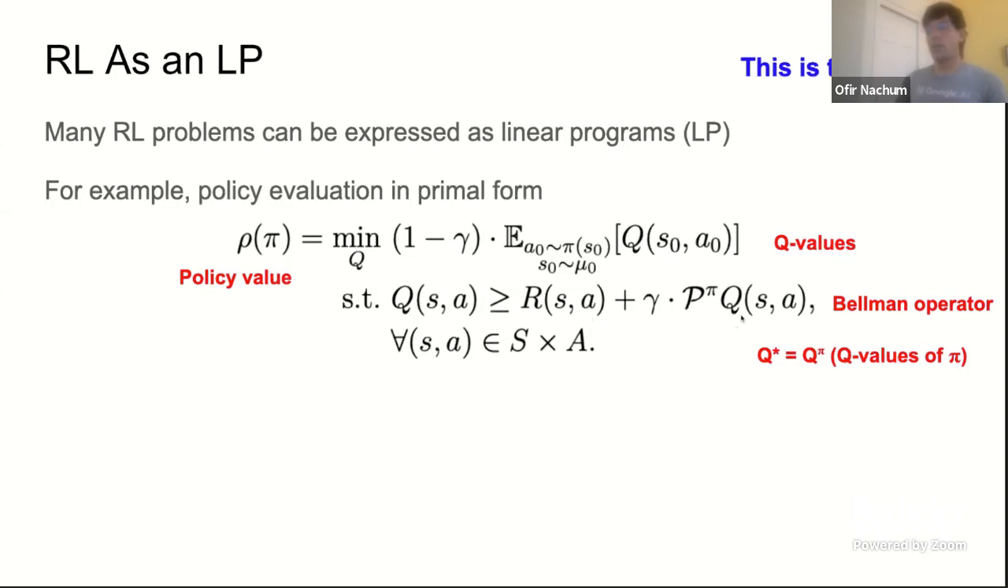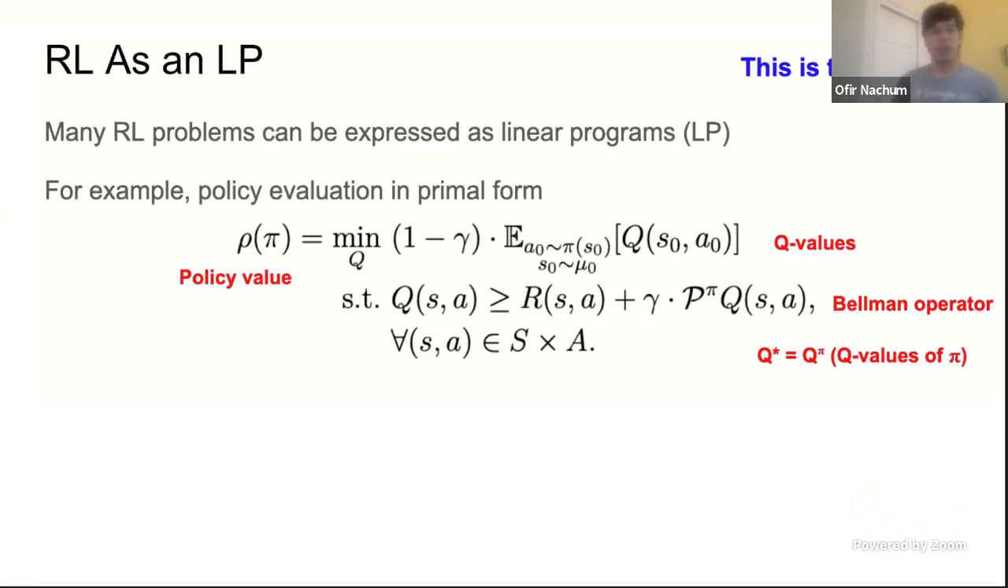So we've got all these inequalities, and this objective, which is a minimum, pushes all the Q values down and turns all these inequalities at the optimum into equalities. Once you get equalities here, it's easy to figure that Q star should be exactly Q pi, the Q values of pi. And then when you stick Q pi into this objective, the average initial Q pi values is exactly the policy value.